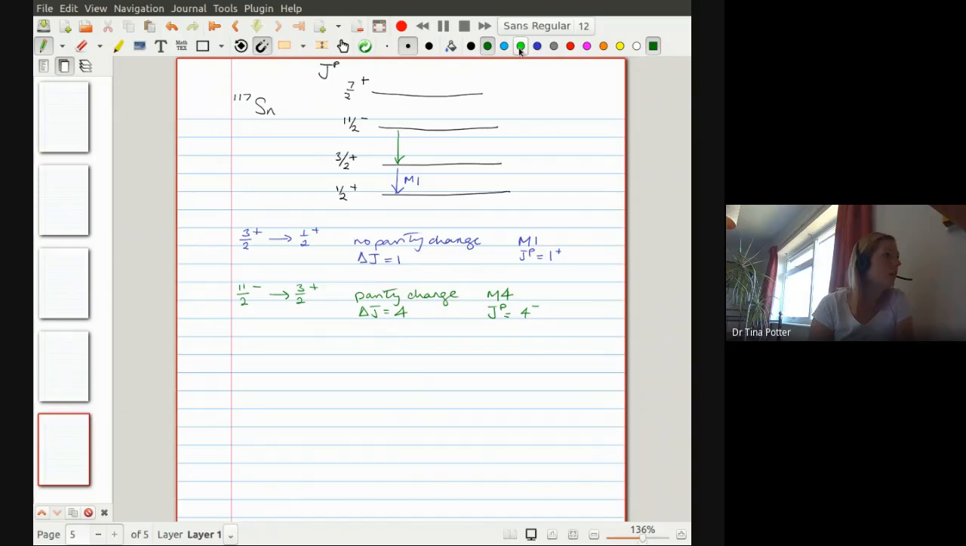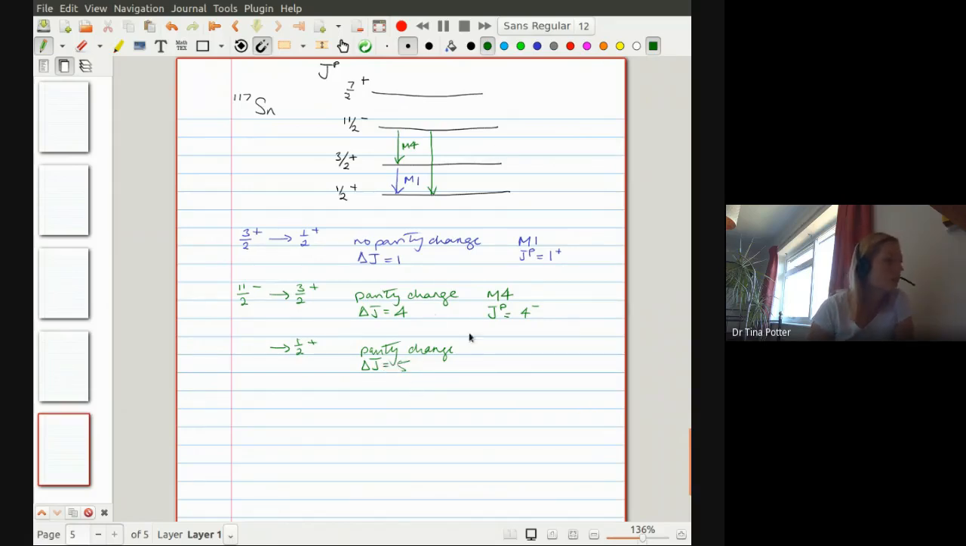I'm running out of colors. How many have I got here? I'm going to draw another. So we said M4 here for this one. I'm going to have a look at another decay all the way down to the half plus here. So 11 over 2, odd parity, going down to spin half, even parity. We could have that transition as well, couldn't we? And here we've got a parity change. Same as before, but this time our delta J is 5.